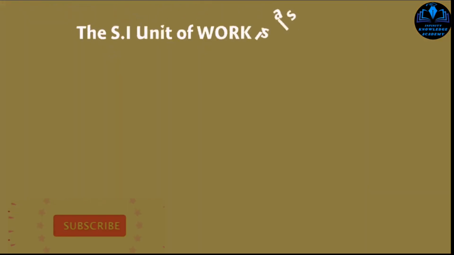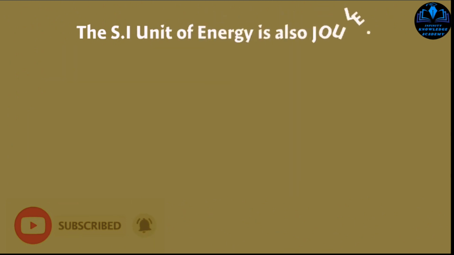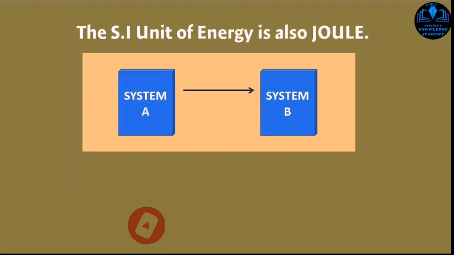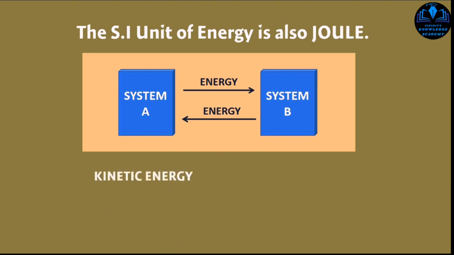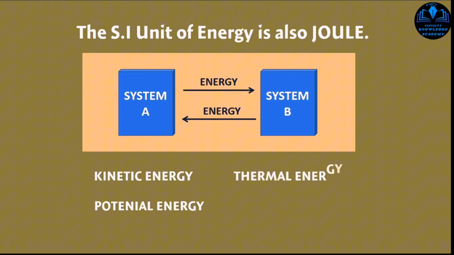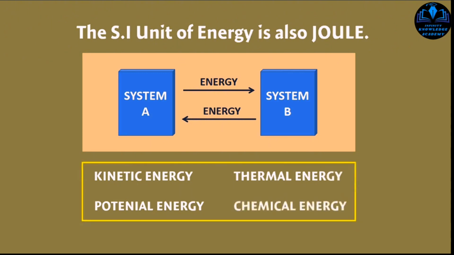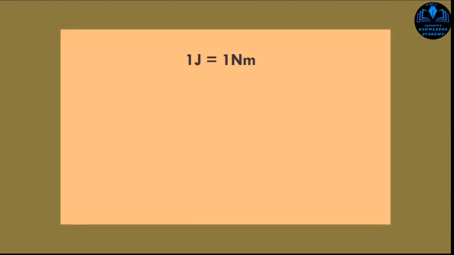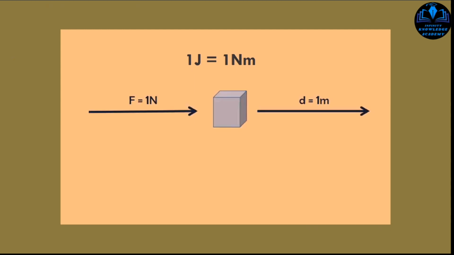The SI unit of work is joule and the SI unit of energy is also joule. Remember that energy can be transferred from one object to another object. There are different types of energy like kinetic energy, potential energy, thermal energy, chemical energy, which I will discuss in my upcoming videos. At last, let me teach you that 1 joule is equal to 1 Newton meter. Or I can say that when you exert 1 Newton force on an object, the object will be displaced by 1 meter and the work done here will be 1 joule.